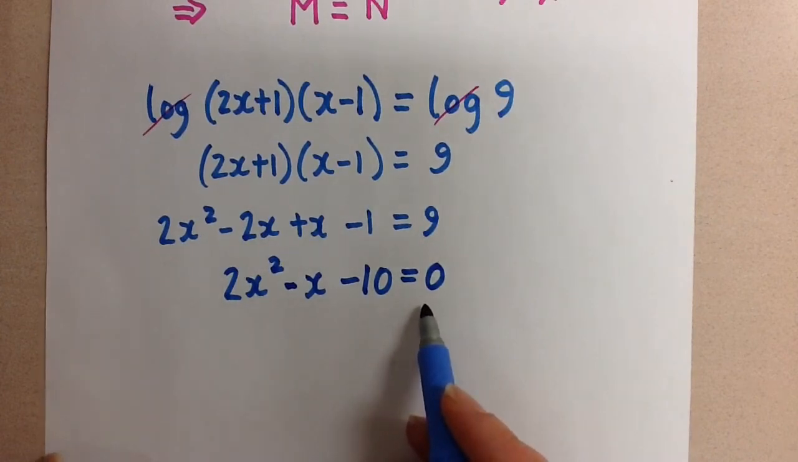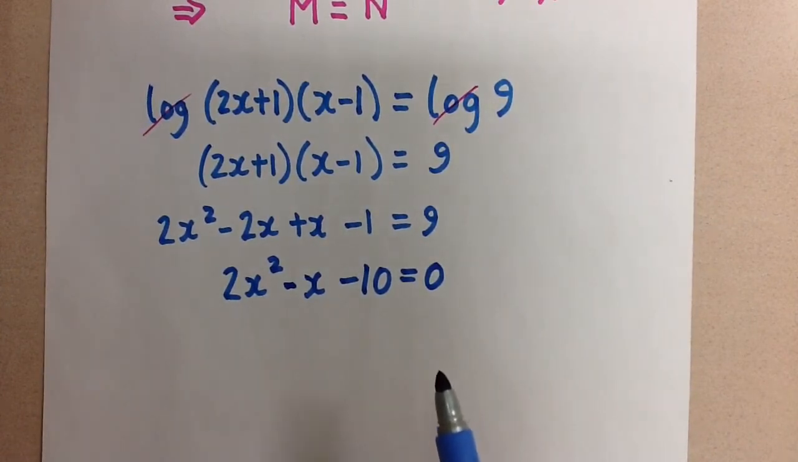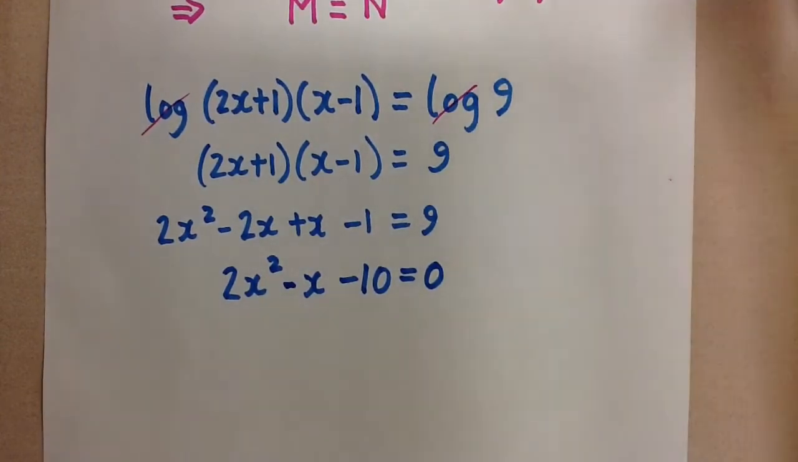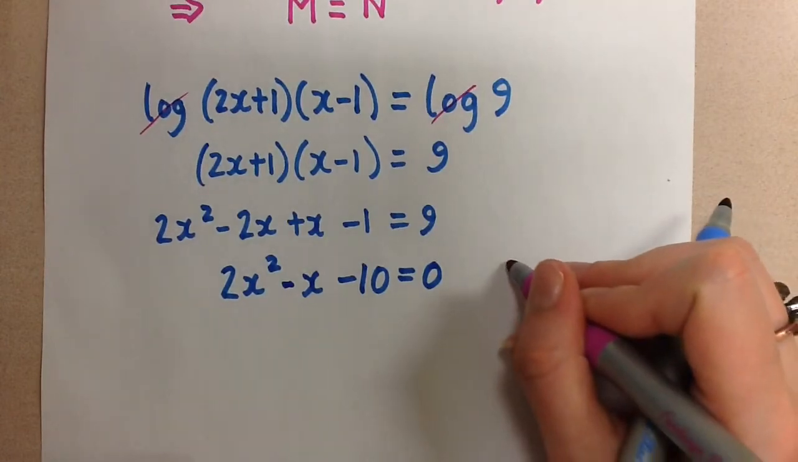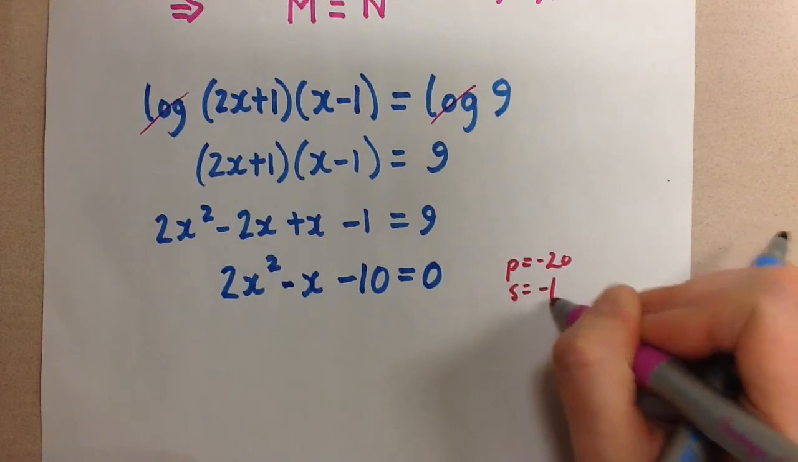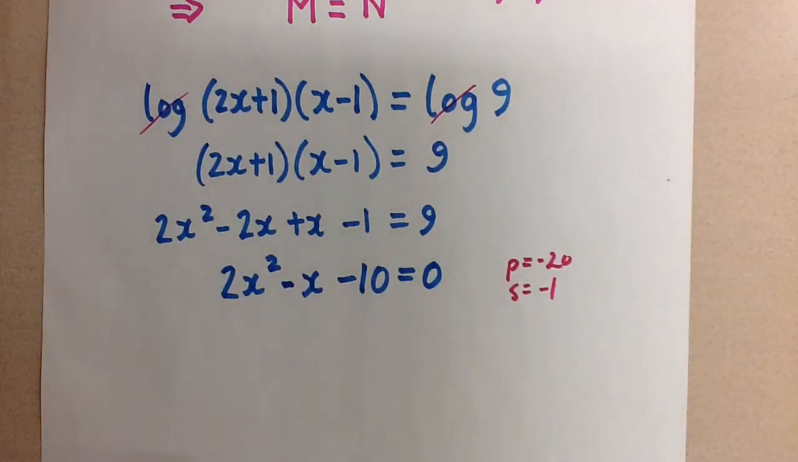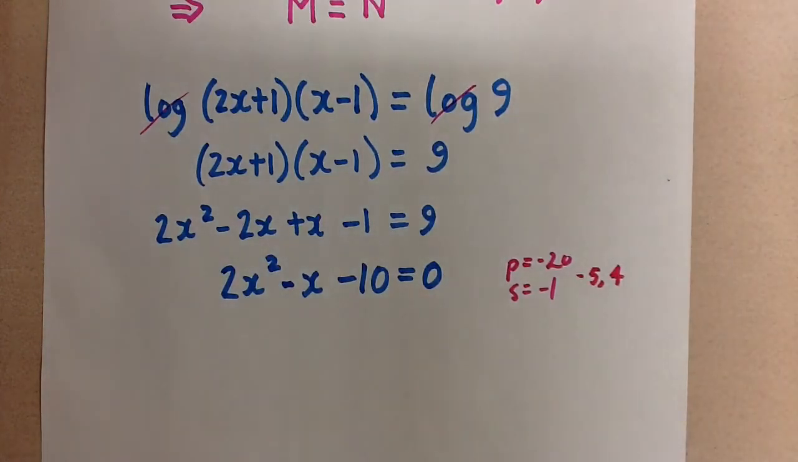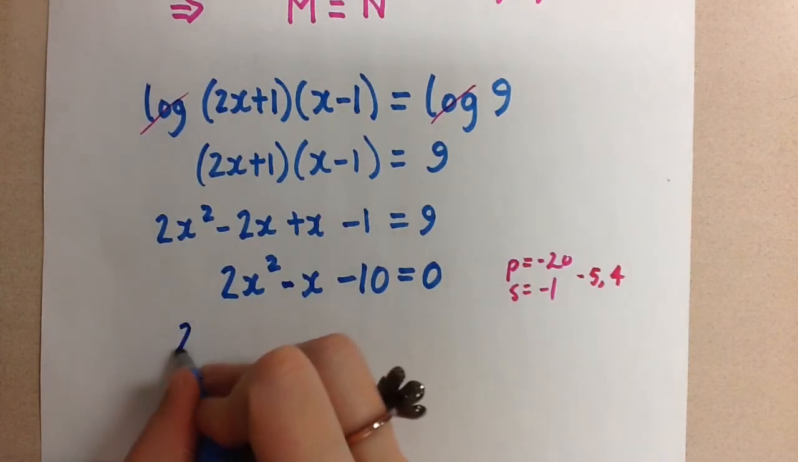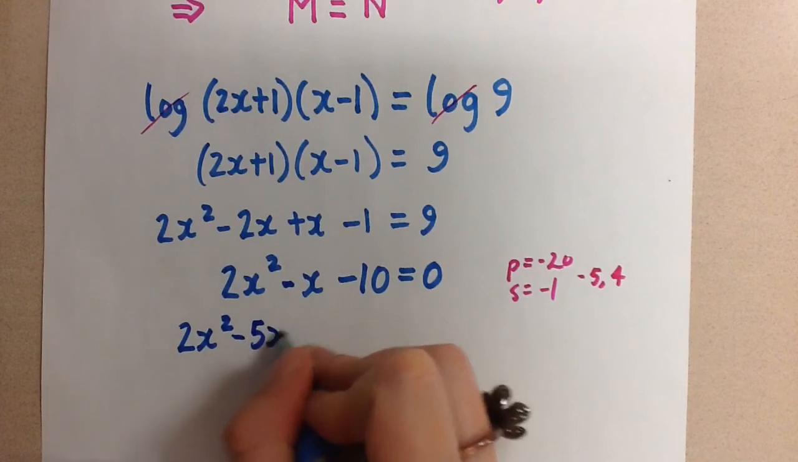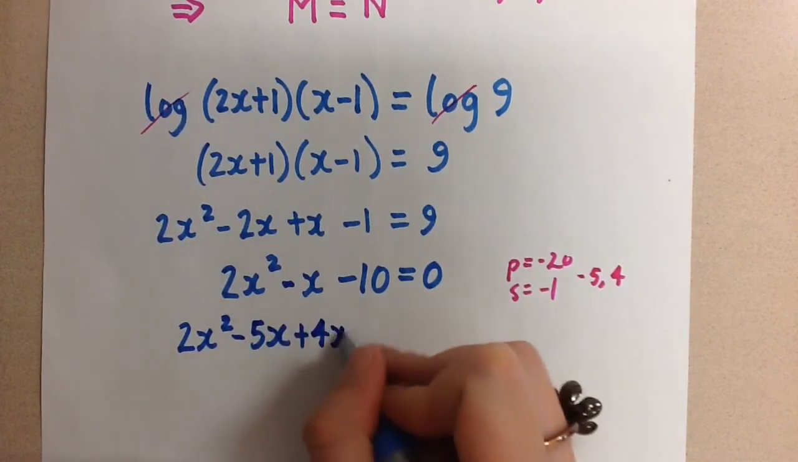We can solve this by first trying to factor. If you can't factor, then you can use the quadratic formula, but I'm going to try to factor this first. Remember, this is a complex trinomial, so we have a product of negative 20 and a sum of negative 1 here. So our two numbers are going to be negative 5 and positive 4. So I have to factor this by decomposition. Remember how to do that. You can look at one of my other videos if you forget how to factor by decomposition. Here we go.